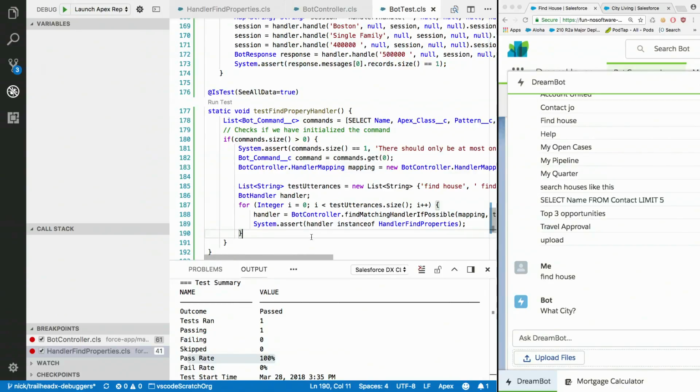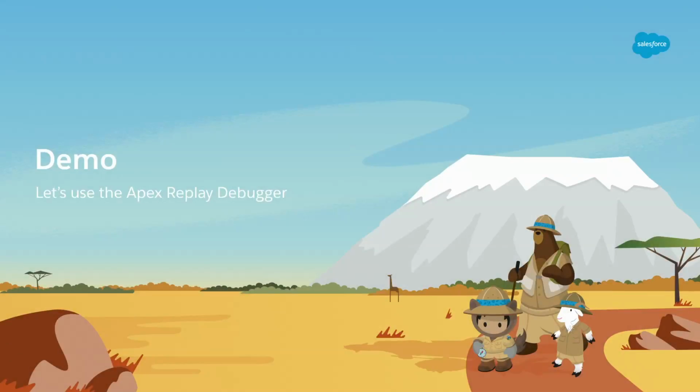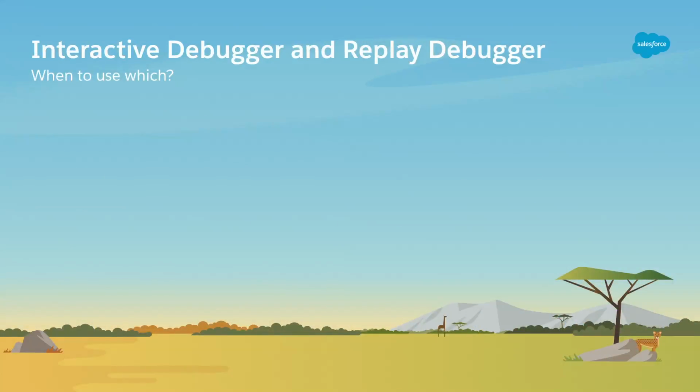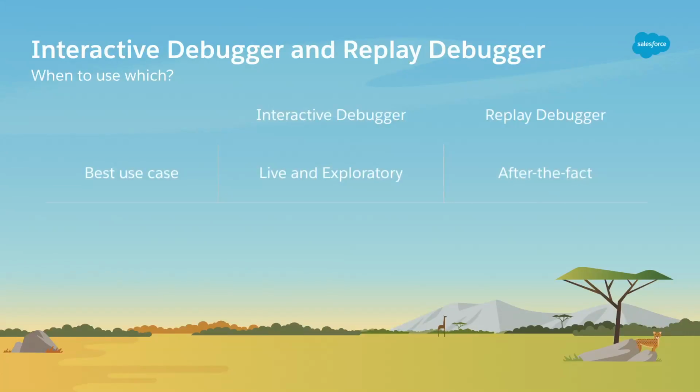So what you've seen is the Apex replay debugger that's going to come out in summer. So going back to my slides over here, let's summarize on this. So the big question is, when should you use which one, right? The best use case for the interactive debugger is live and exploratory. The replay debugger is useful when you do it in after-the-fact fashion.